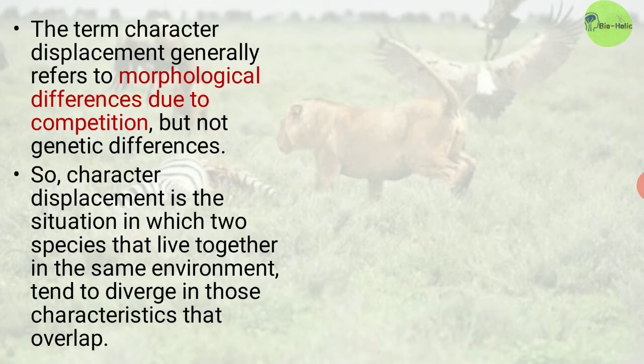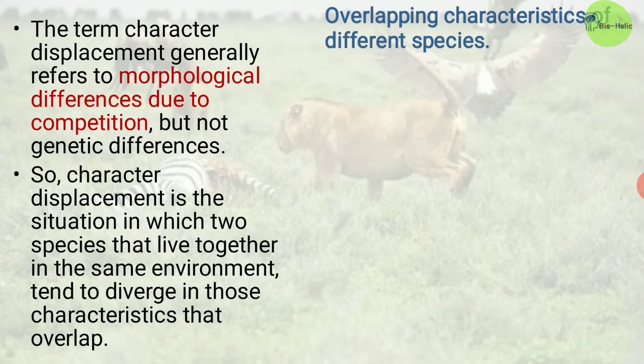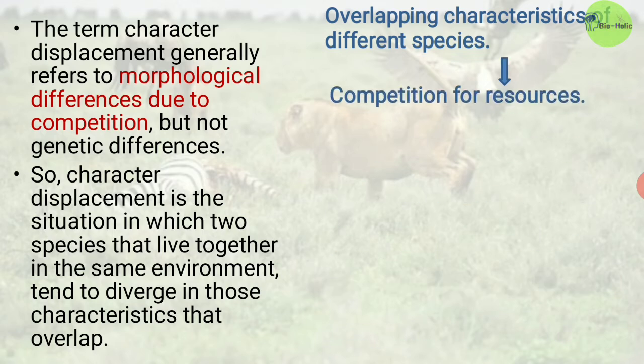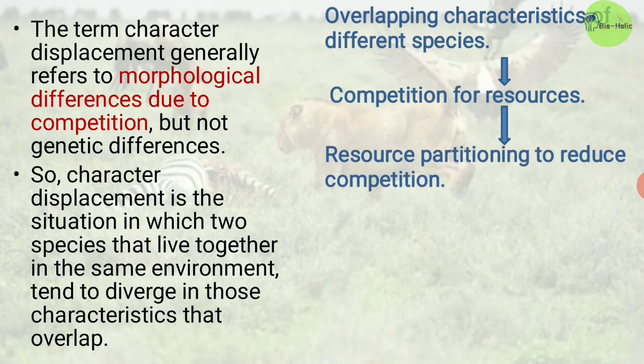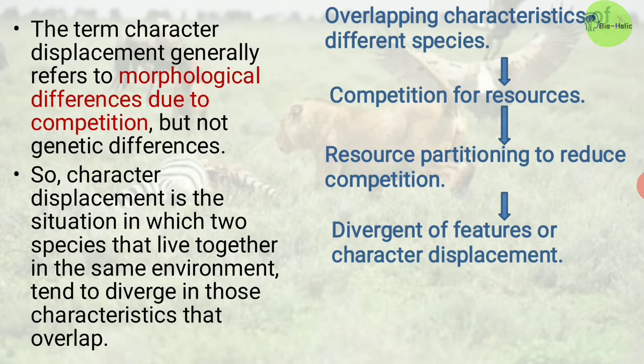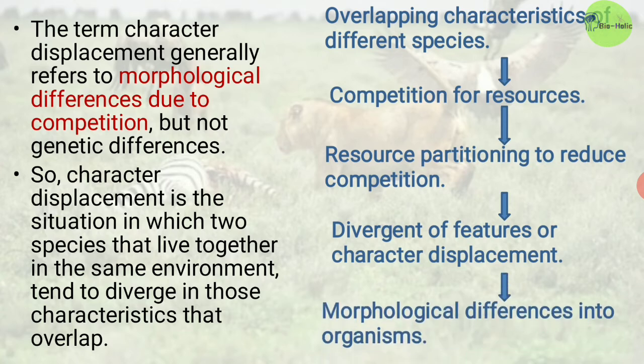So let's see what happens step by step, then you can easily understand the process. Okay? First of all, there were overlapping characteristics of different species present. That's why competition for resources occurs. Then resource partitioning happened to reduce competition, and as a result divergence of features, or character displacement, can be seen. And at last, we see that morphological differences were produced in organisms to avoid competition. Clear?